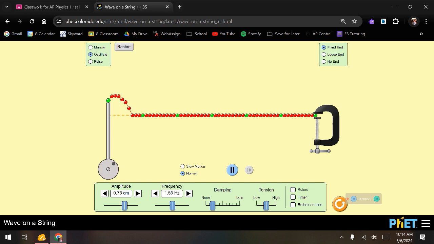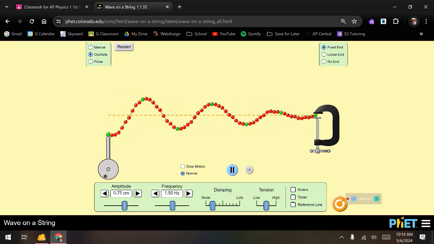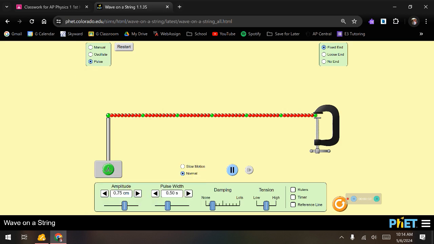Notice one thing. If I put on oscillation, you'll see frequency right here. If I change that oscillation back to pulse, you'll notice it changes to pulse width. And what is the unit of that pulse width? It is in seconds: how much time it takes to give one particular cycle in that particular pulse.